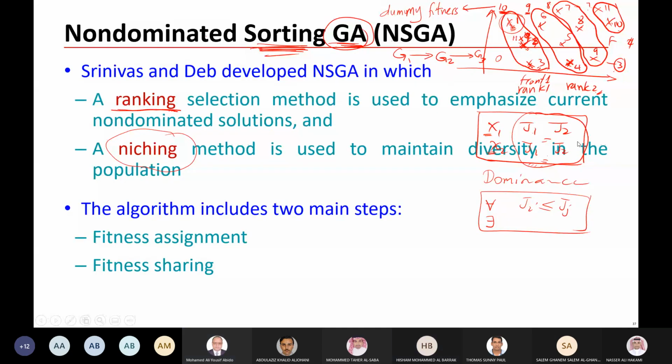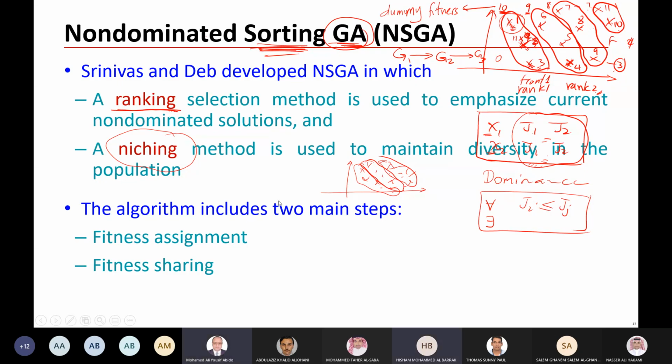Yes. None of the solutions will belong to 2 ranks. You cannot find a solution that is in between. Definitely, if it is here, it will be either covered by this or covers others. So you cannot find a solution in between, and the fronts should be distinct.